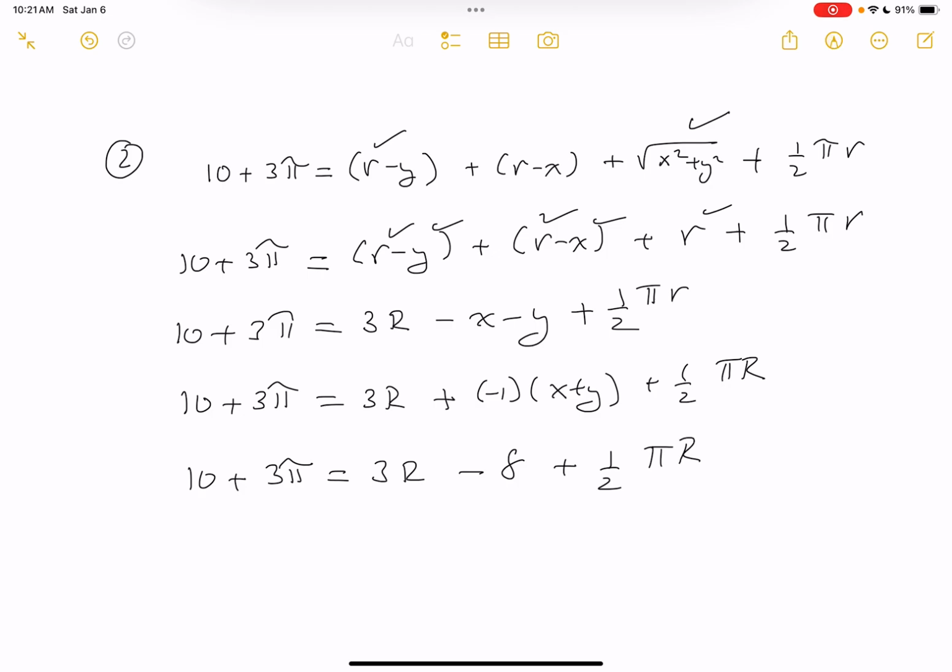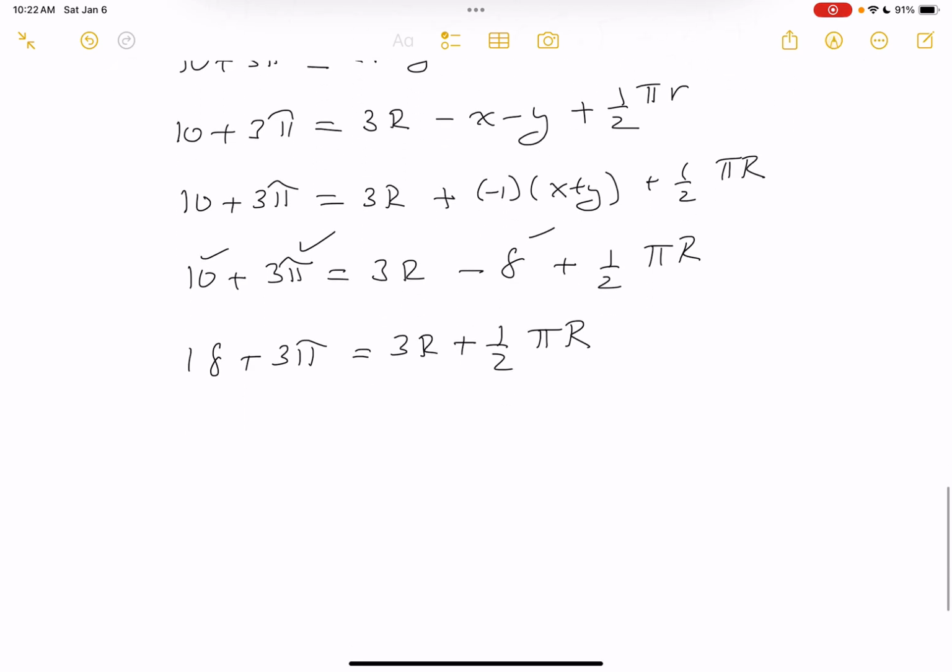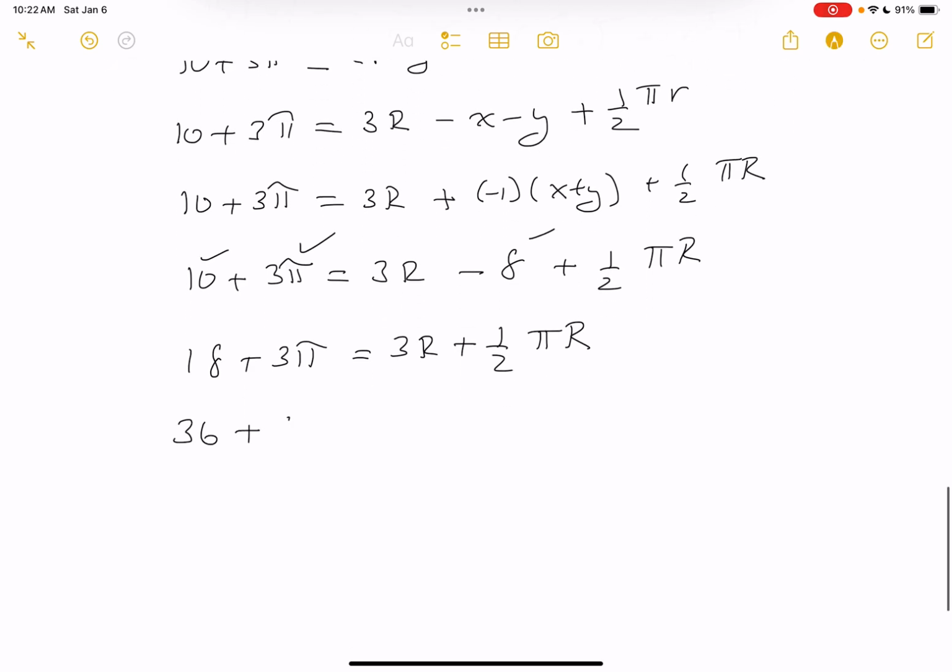All right, I got to figure this out now. And someone says, what are you trying to figure out? The value of R. And I got an equation of one unknown now, so I think I can handle it. I'm going to say 18 plus 3 pi. The way I did that was added 8 to both sides. Then you get 3R plus 1/2 pi R. I can multiply both sides by 2. 36 plus 6 pi equals 6R plus pi R.